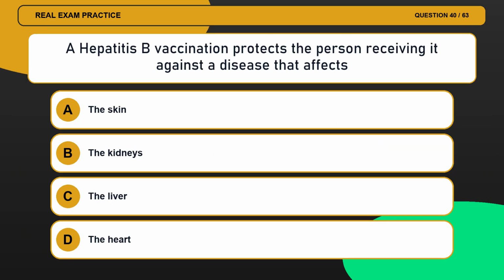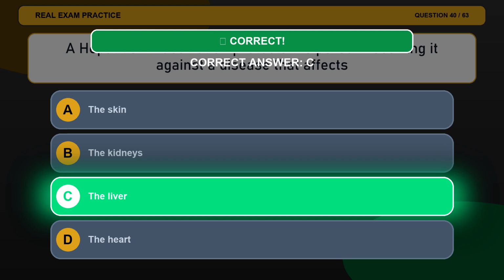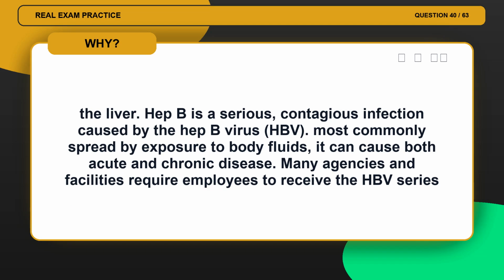Question 40. A hepatitis B vaccination protects the person receiving it against a disease that affects option A, the skin, option B, the kidneys, option C, the liver, option D, the heart. The correct answer is option C, the liver. Hep B is a serious, contagious infection caused by the Hep B virus, HBV. Most commonly spread by exposure to body fluids, it can cause both acute and chronic disease. Many agencies and facilities require employees to receive the HBV series.